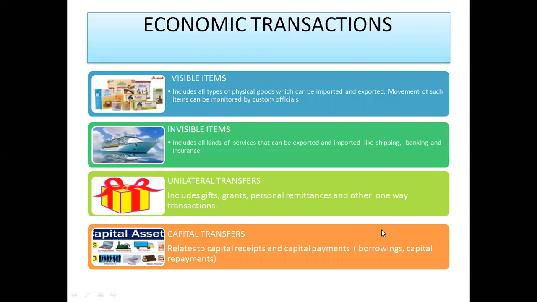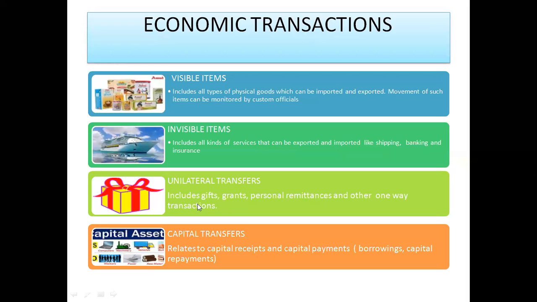Let's move further. Now, I just explained that all the economic transactions are recorded in one account, right? So you must know what the economic transactions are. I have divided the economic transactions into four parts. Even our economy divides the economic transactions into four parts: the transactions related to visible items, invisible items, unilateral transfers, and capital transfers.